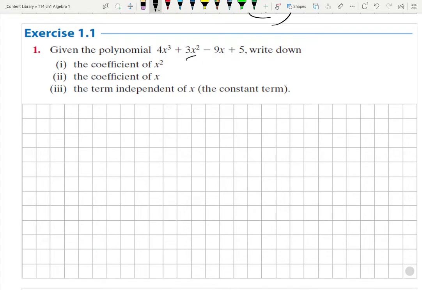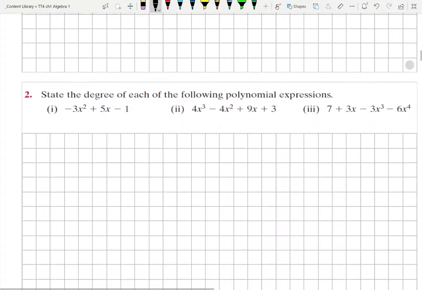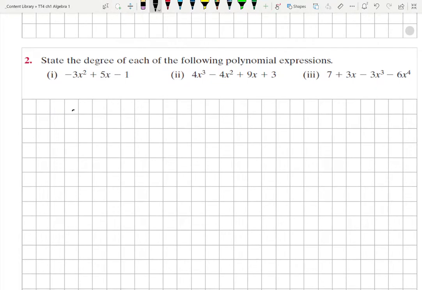So coefficient of x squared is 3, the coefficient of x is minus 9, and the independent term, that's the constant term, is 5. The degree is 2, 3, and 4, because the highest power is 4.